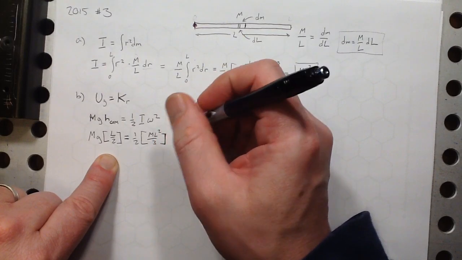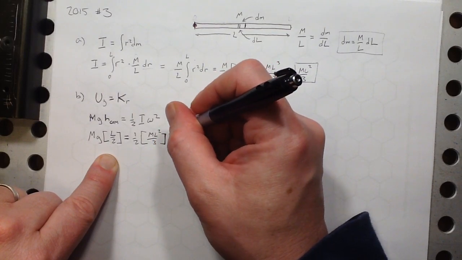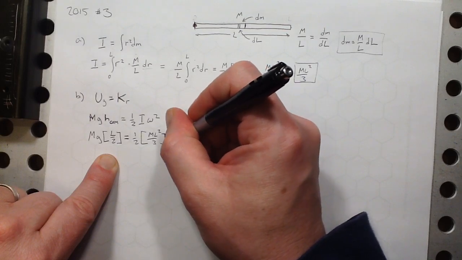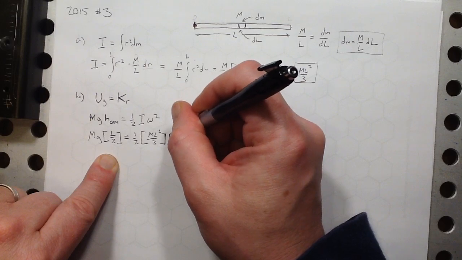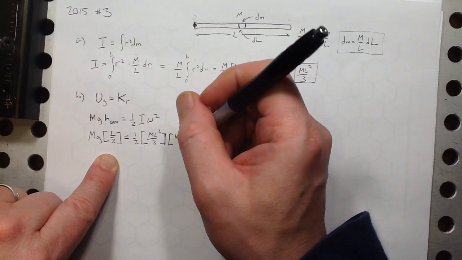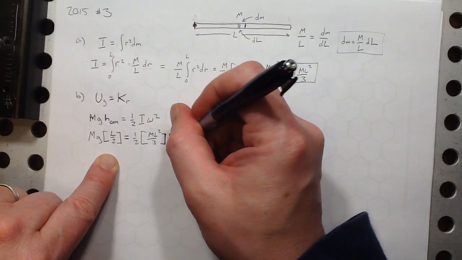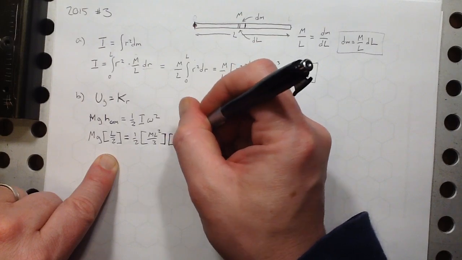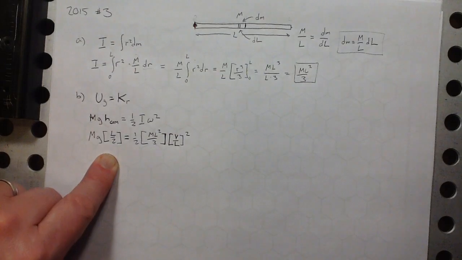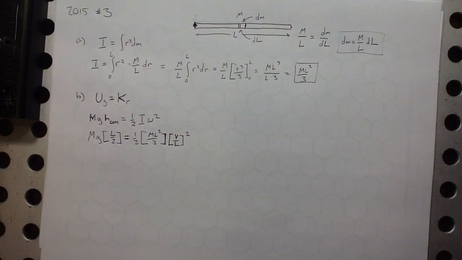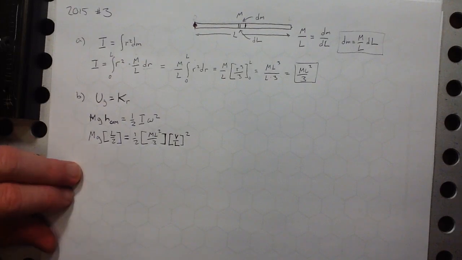And we want the speed of the end of the rod. So omega is equal to V over R, and at the end of the rod, that is a full distance L that we're interested in, right? We're interested in the very end of the rod, which is a distance L. All right, let's see if we can't simplify this.